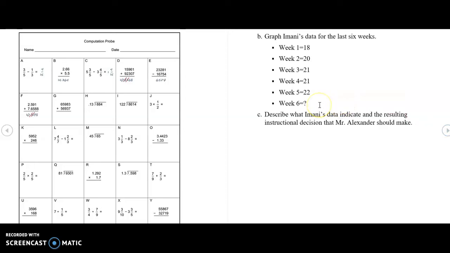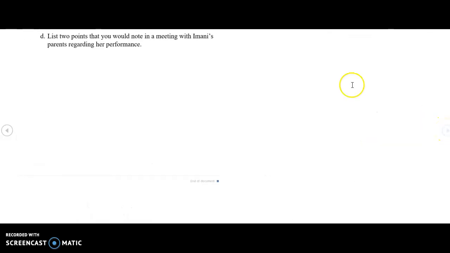Just draw it out for yourself, so you can say, what do the data indicate in the resulting instructional decision? What should that be? And then those 2 points that you would know in a meeting with Imani's parents regarding her performance. Okay, so you don't have to submit the graph. I know in the module you can click on it, and you should be able to graph them, but again, don't worry about having to submit it.